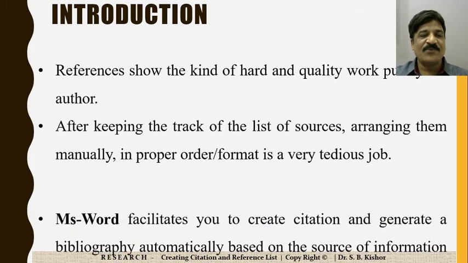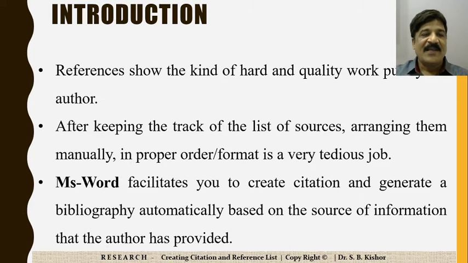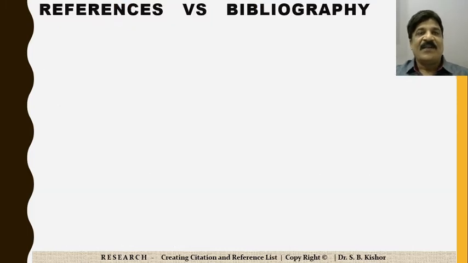So MS Word is one of the solutions. MS Word facilitates you to create the citation and generate a bibliography automatically based on the source information that the author has provided. Generating automatically means that, based on the sources you provide, it is able to generate the citation as well as the bibliography list. So let's start with the difference between references and bibliography.